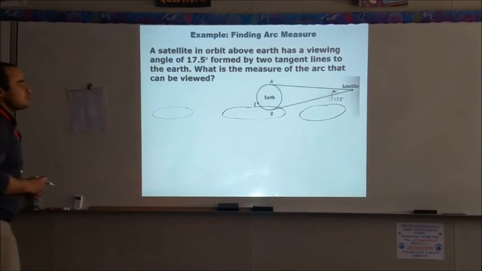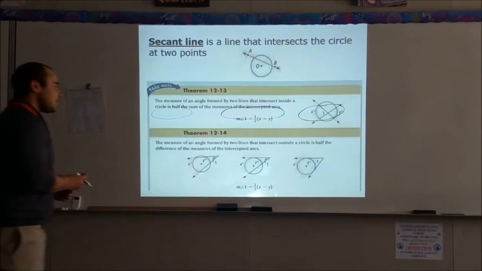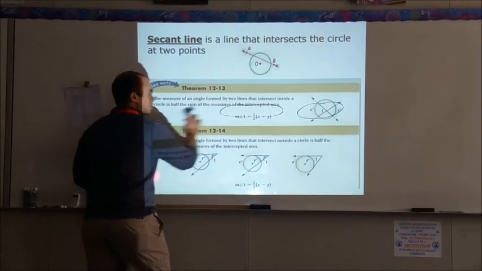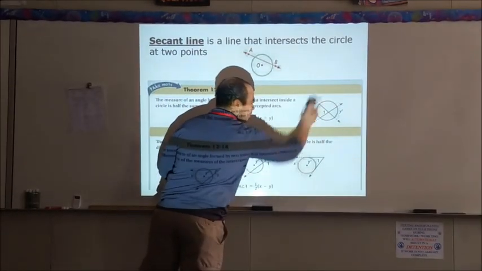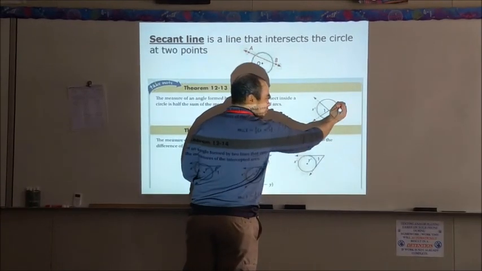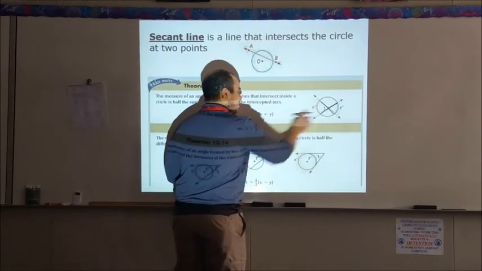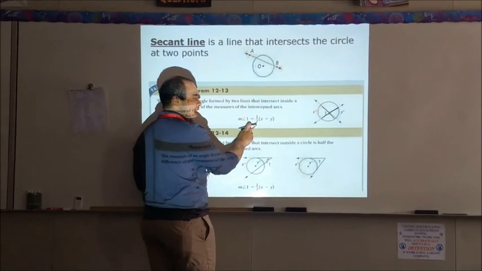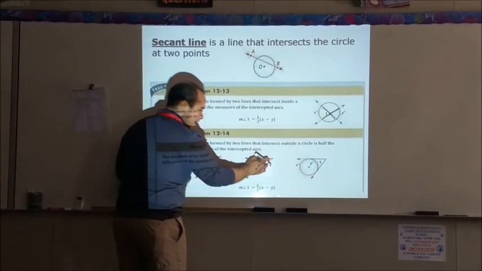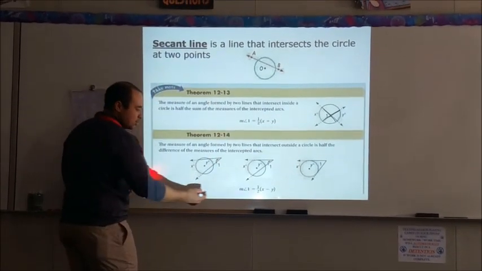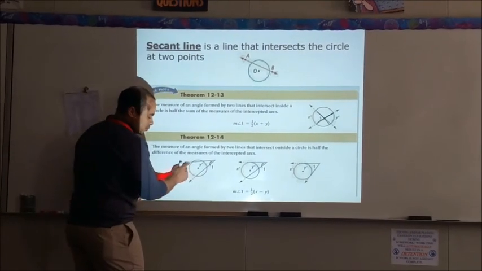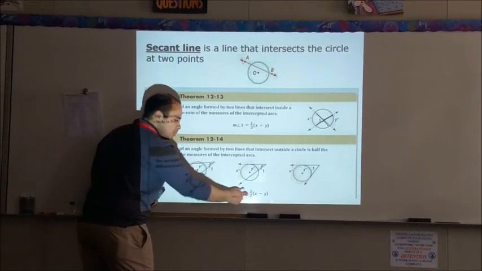The same thing is true if you're talking about these two formulas. If you see that you have essentially almost the X-Men symbol with the X in the middle, that is going to be the addition of the arcs times 1/2. If you have an angle outside the circle, you're going to be taking the difference, or subtracting the two arcs, then multiplying by 1/2.